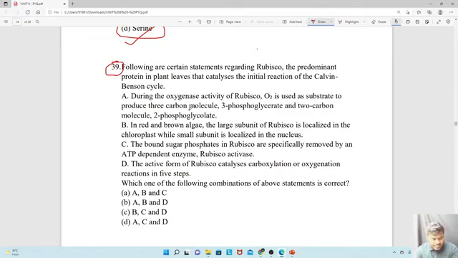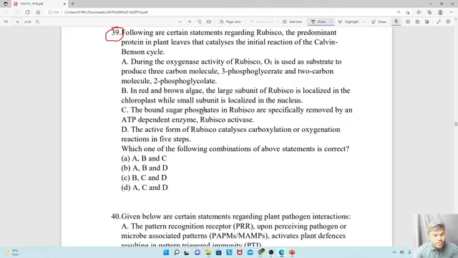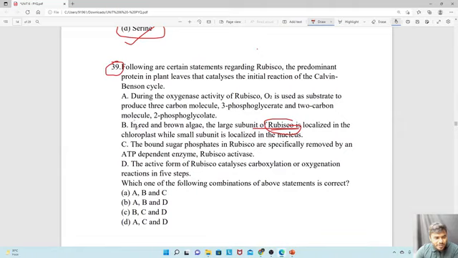Friends, easy. Okay, you tell me, Rubisco is only one enzyme, right? And just think with common sense. How does one enzyme localize some part in one organelle, and how does another part of the enzyme localize in another area? How is that possible? It is not at all possible. Rubisco is present only at one area.